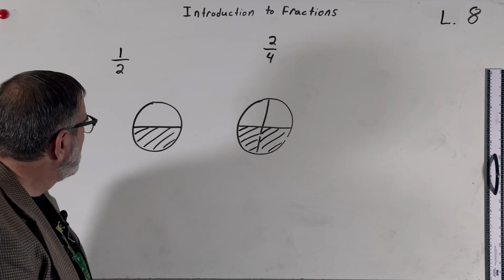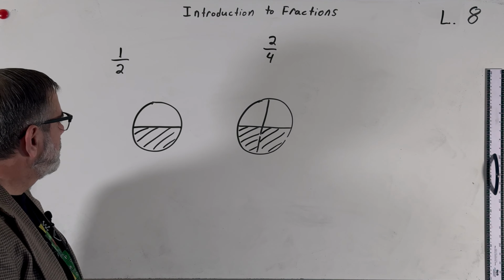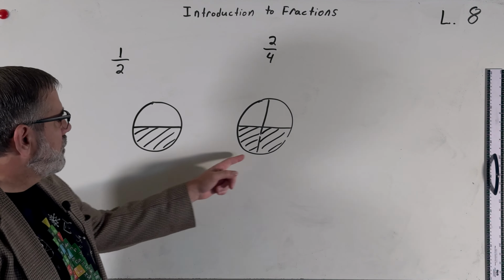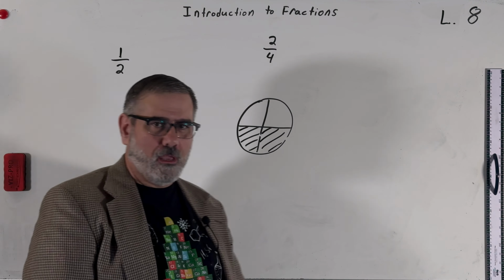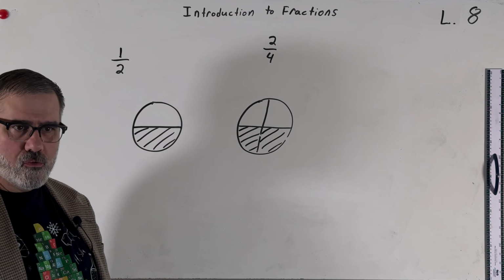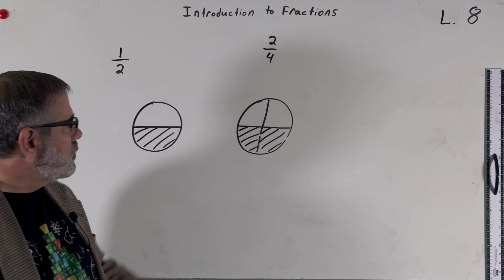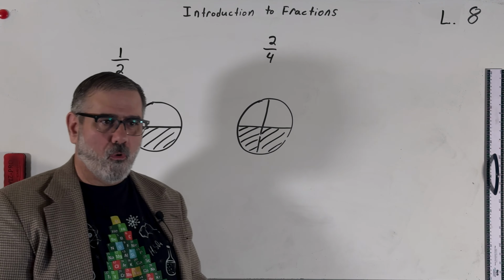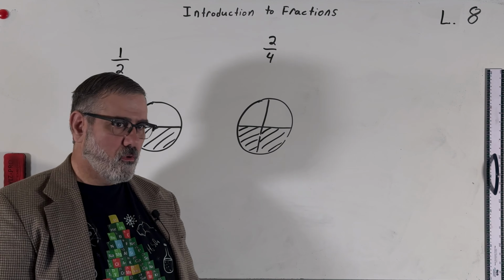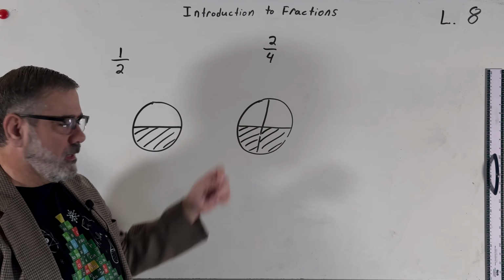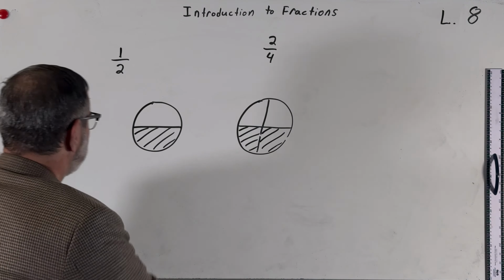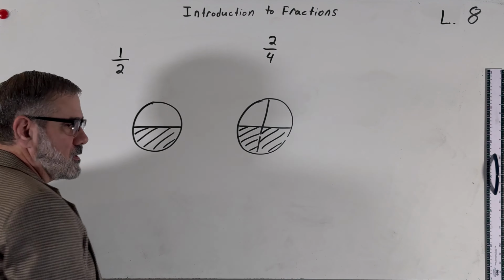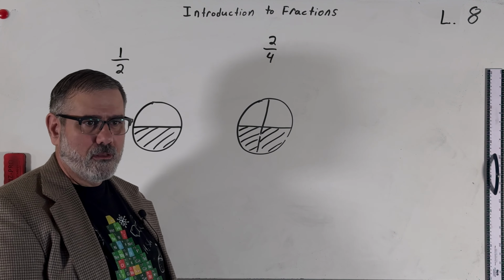Now, this brings up an interesting point, though. These two things look the same, don't they? If I said, would you like 1 slice of a pizza cut into 2 slices, or half of a pizza, or would you like 2 slices of a pizza cut into 4 slices, or 2 quarters? If you look at it graphically, you can see that they're exactly the same number, yes? So that means that 1/2 must be equal to 2 quarters. Well, that's interesting, huh?